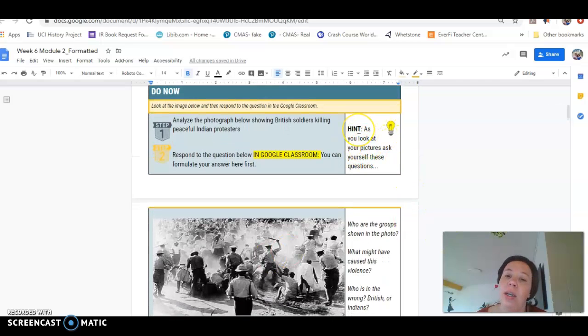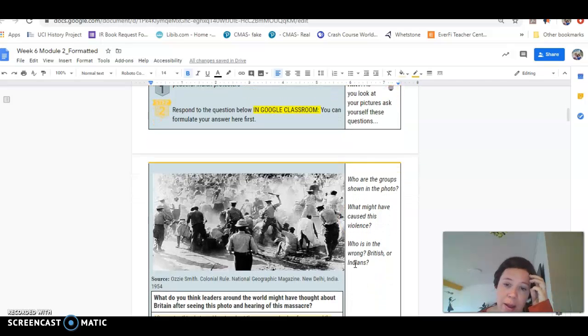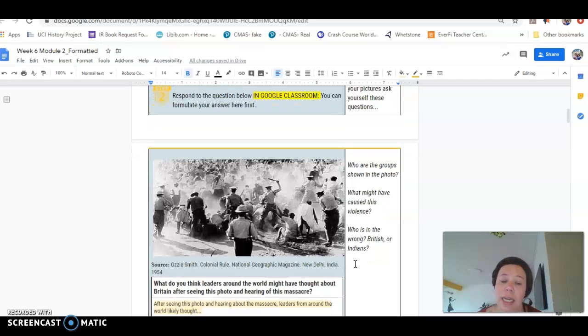As you're looking at the picture, ask yourself these questions. Who are the groups in the photo? And what might have caused the violence? And who's in the wrong, the British or the Indians? So this is from Ozzie Smith in Colonial Rule, National Geographic magazine in New Delhi, India, which is the capital of India, in 1954.